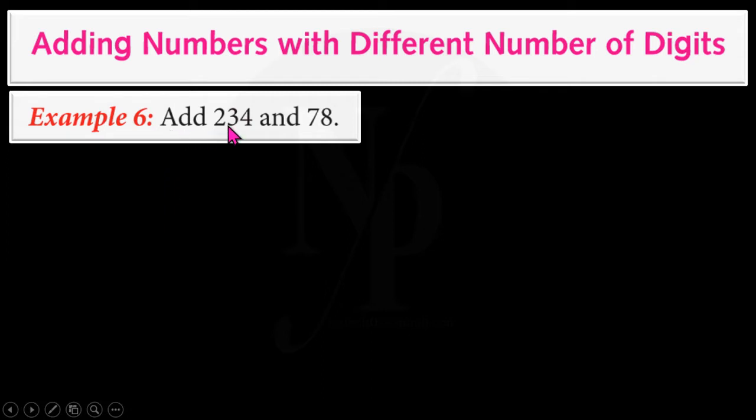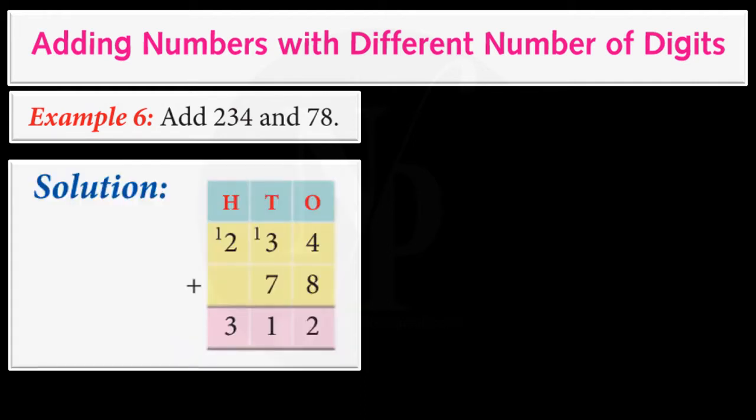Add 234 and 78. Dear children, look here. The numbers given here are a 3-digit number and the other is a 2-digit number. Now let us see how such numbers with a different number of digits are added. Solution.